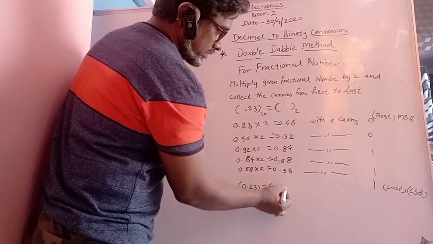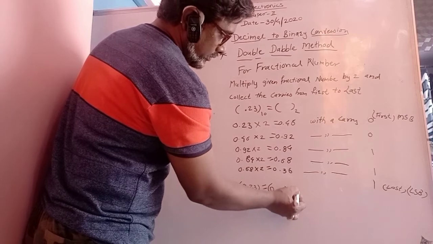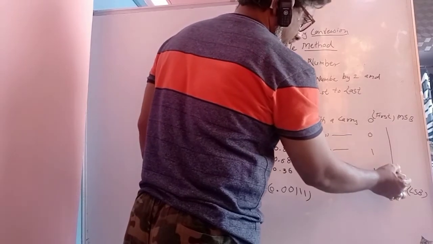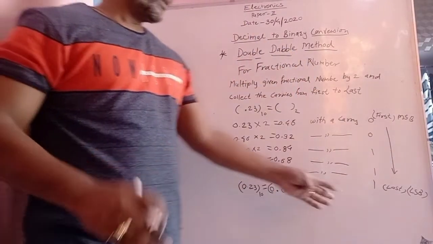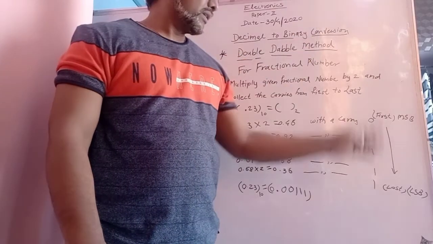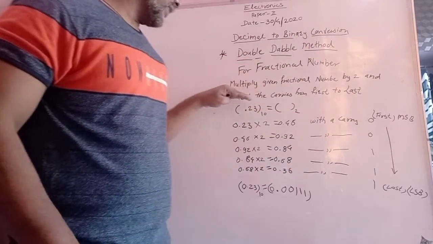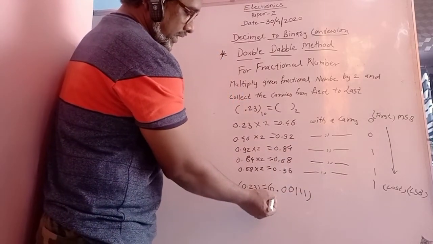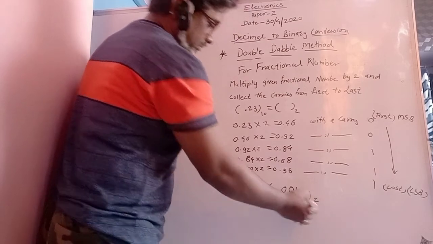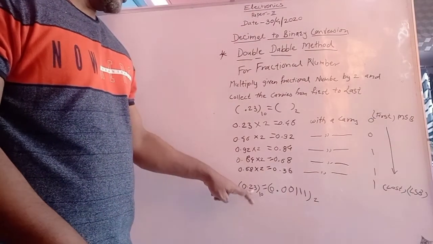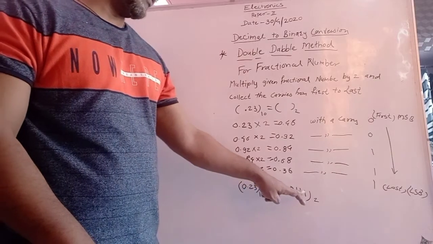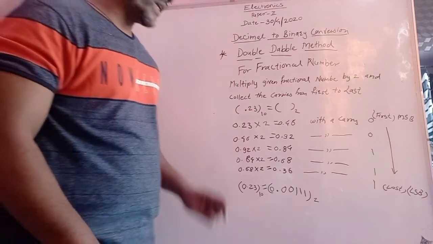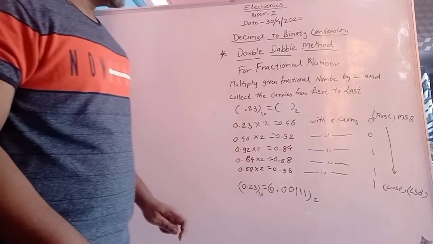So 0 0 1 1 1. Okay, in this way. For the integer part, it is the opposite way, from last to first. But here, you have to write from first to last, and then the binary equivalent of 0.23 is 0.001111. So it continues, but you have to stop at 4 or 5 bits. So this is the fractional conversion.